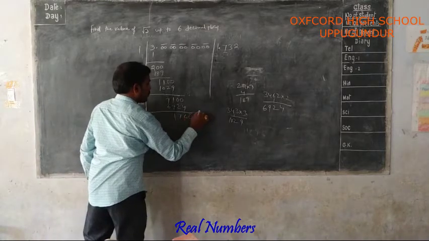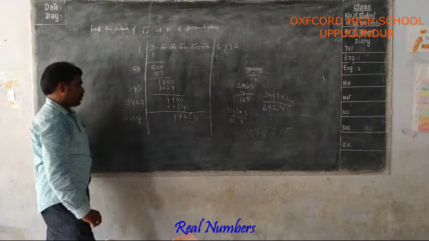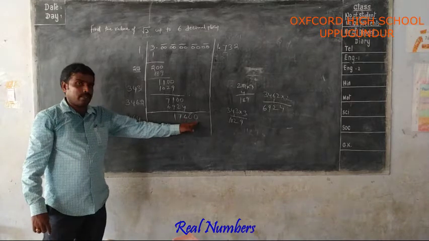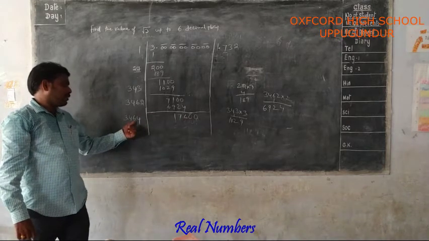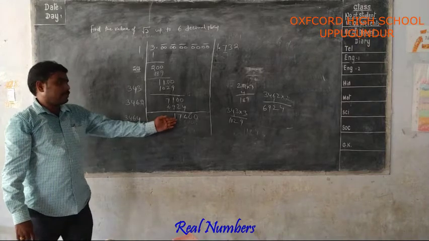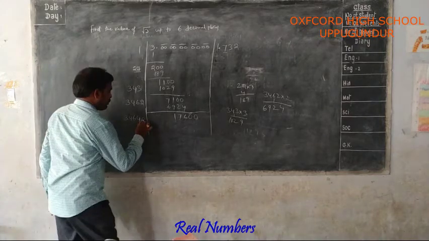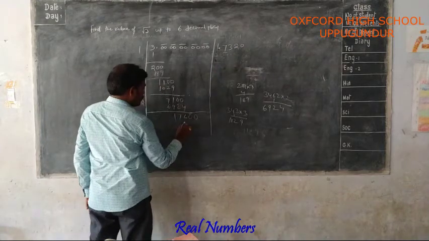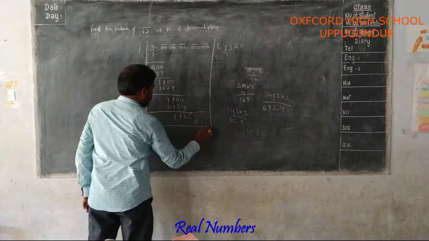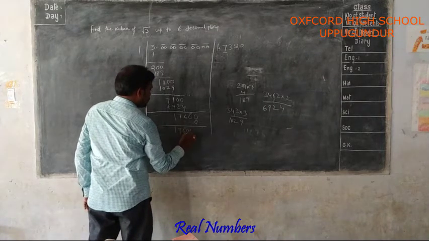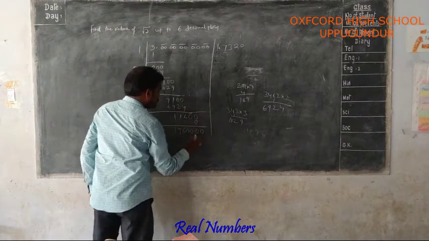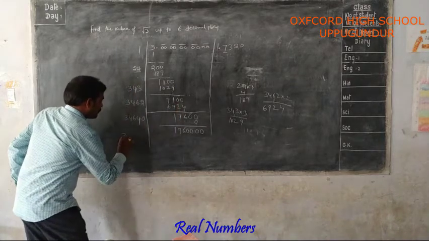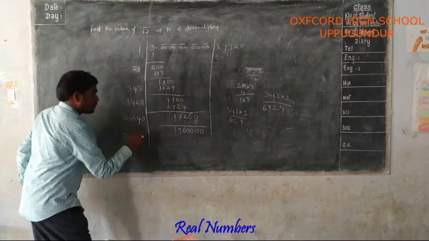Next period you have to take 2 zeros. So 34,000. This is 17,600. This is 34,640 something. That's why it is not divisible. Here you can take 0. 34,640 zeros. So remainder is 17,600. Next period you have to take 2 zeros. Now 34,640. Next place you have to check.